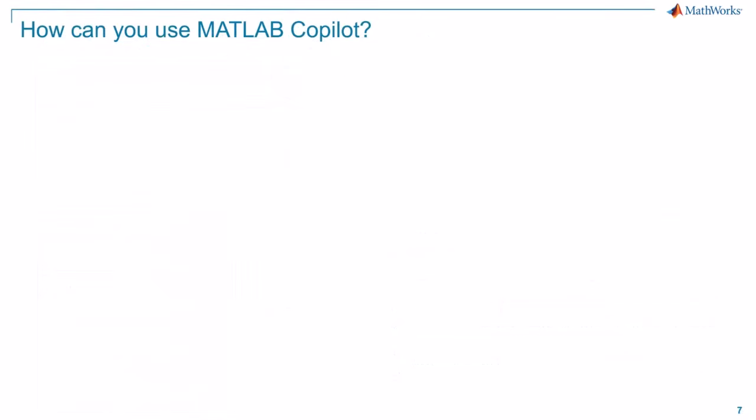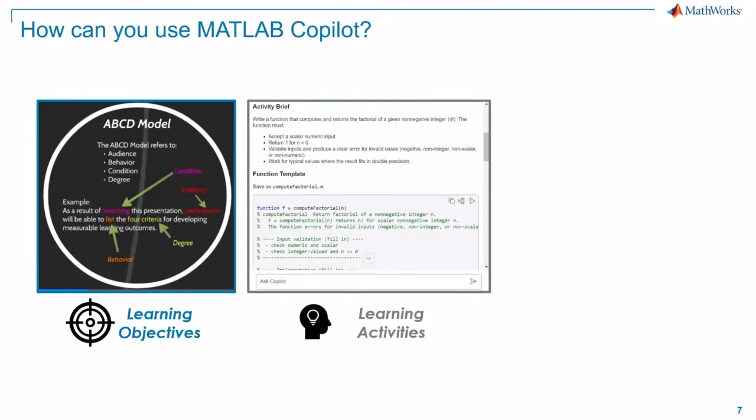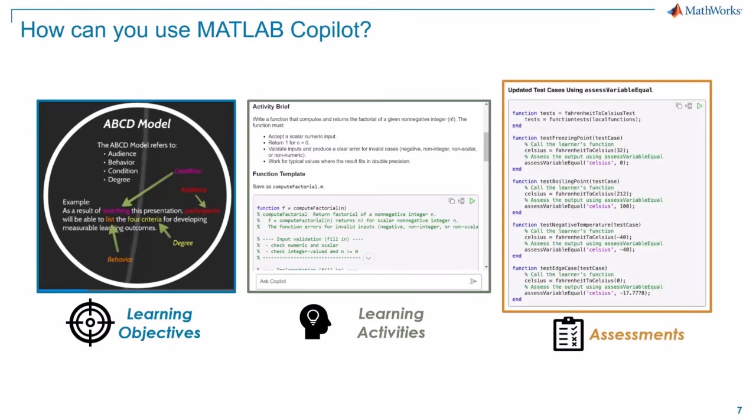In this video, you saw how MATLAB Copilot supports the full learning design workflow from objectives to activities to assessments. First, you use Copilot to write and refine clear ABCD-style learning objectives that define what students should be able to do. Next, you use those objectives to generate and refine learning activities, from creating new problems to adapting existing ones. Finally, you use Copilot to convert those activities into MATLAB Grader assessments, giving you both reference solutions and automated tests for efficient, consistent grading.